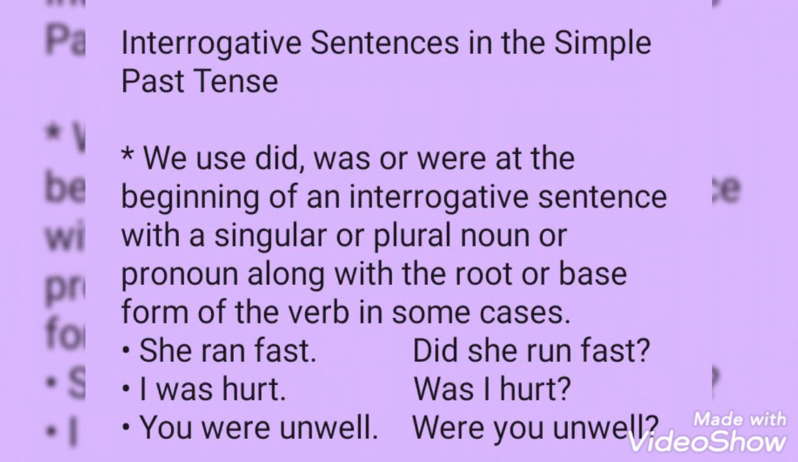Interrogative sentences in the simple past tense. We use did, was or were at the beginning of an interrogative sentence with a singular or plural noun or pronoun along with the root or the base form of the verb in some cases. She ran fast. Did she run fast? I was hurt. Was I hurt? You were unwell. Were you unwell?